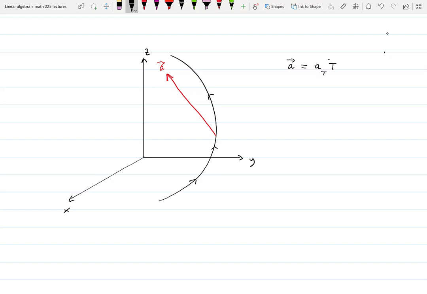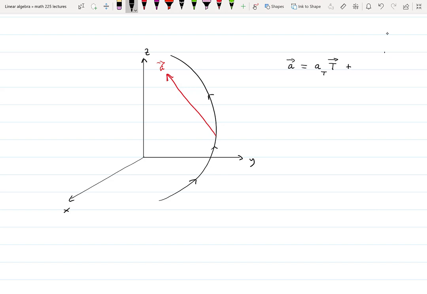in the tangent direction, that T is the unit tangent vector, and a sub t is a scalar. It's a scalar being multiplied by the tangent direction. That scalar is called the tangential component of acceleration. It tells us what we feel in the direction that we're moving.